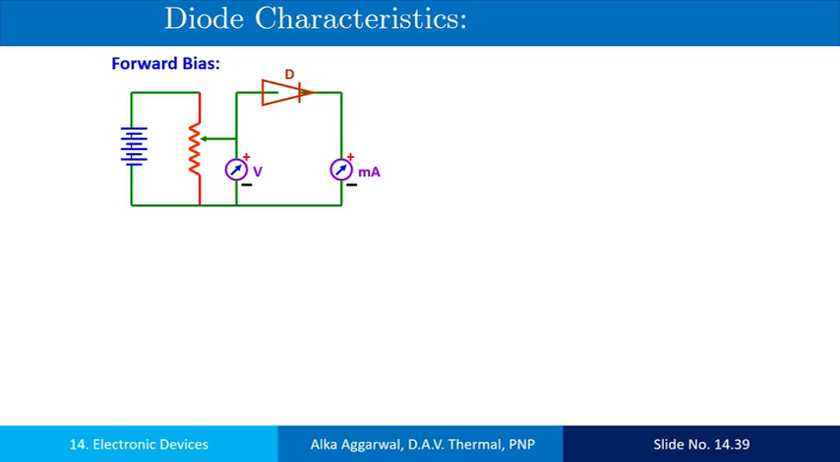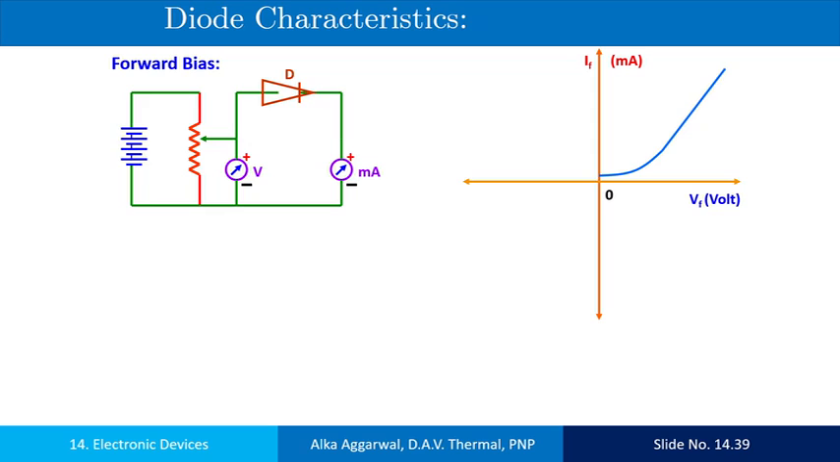The applied voltage is increased gradually and the corresponding value of the forward current is recorded. The graph is plotted between the forward bias voltage and the forward current, and it is as shown in the diagram. It is the forward characteristic graph. Now it is clear from the graph that when the forward bias voltage is small and less than the barrier potential, the current is small.